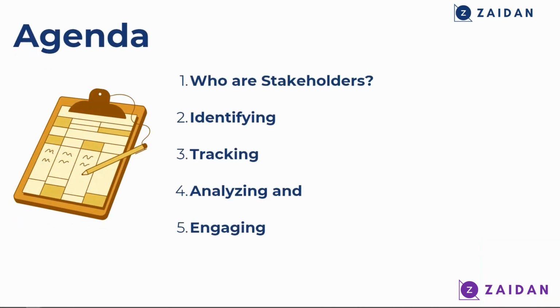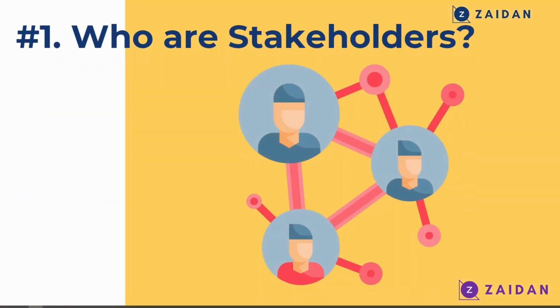Now here is the agenda for today. We'll start by talking about who stakeholders are, and then how we identify those stakeholders. Once we identify them, how do we track those stakeholders, and how do we prioritize stakeholders by analyzing them, and finally how do you engage those prioritized stakeholders. We'll start with who stakeholders are.